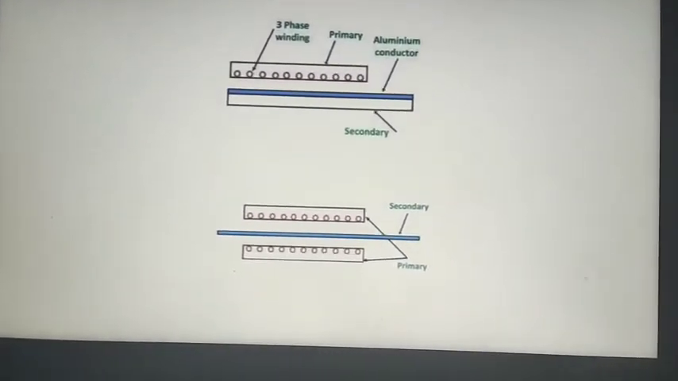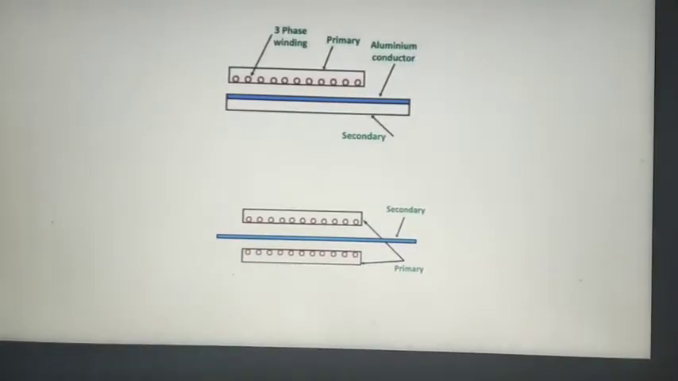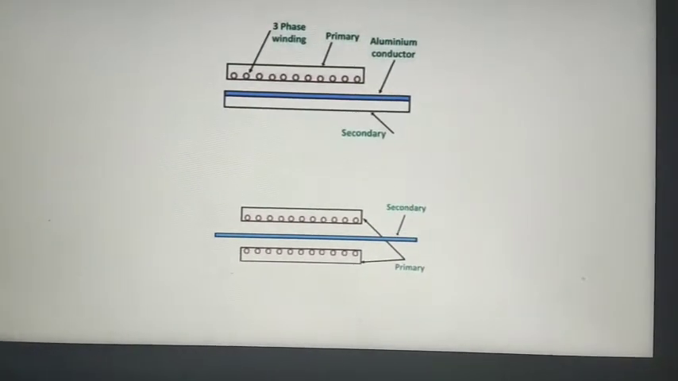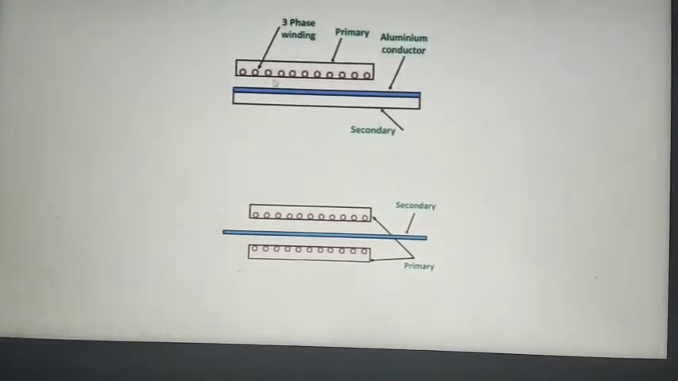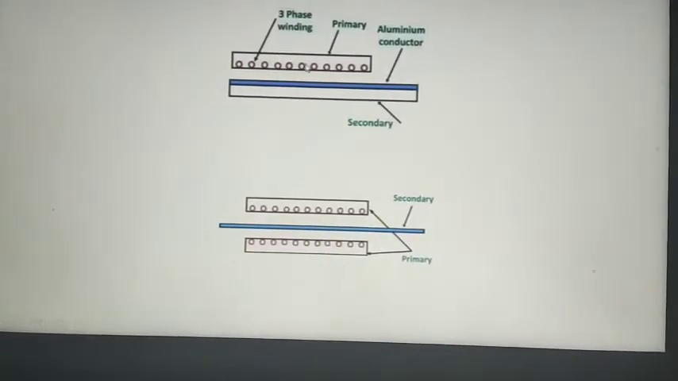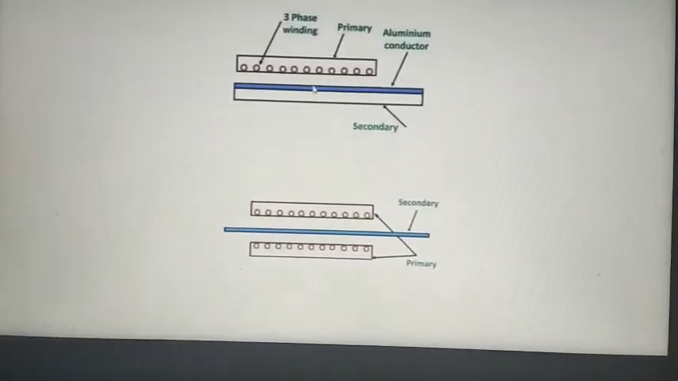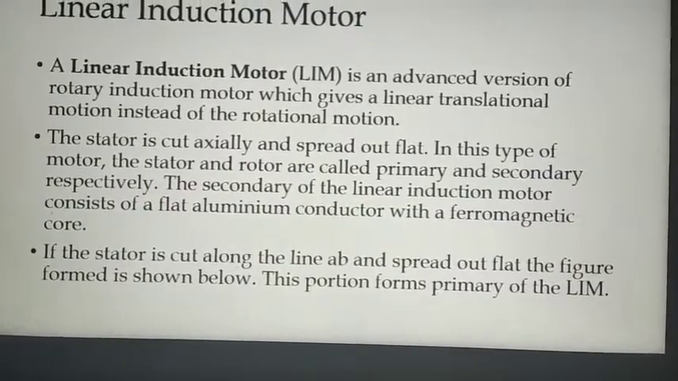So this part is secondary. Now we have the track in this. So this will be like this. Here we have the movement, and due to this we have the linear induction motor, which will be mentioned here.